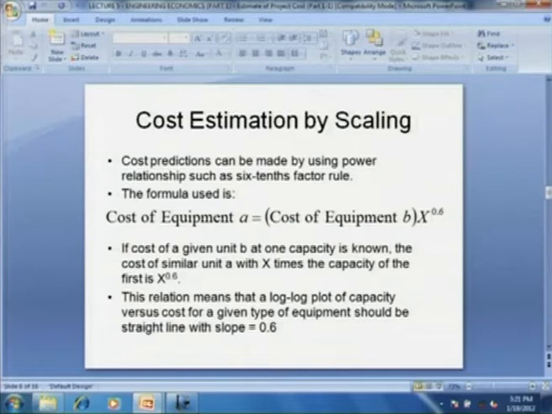Cost predictions can be made by using a power relation such as the 6/10 factor rule. Cost of equipment A is equal to cost of equipment B with a higher capacity or lower, cost of equipment B into x raised to 0.6. The cost of a given unit B of one capacity is known. The cost of a similar unit with x times the capacity, x could be less than or greater than 1, is x raised to 0.6. This means that on a log-log plot, the capacity versus cost relation should be a straight line with slope equal to 0.6.